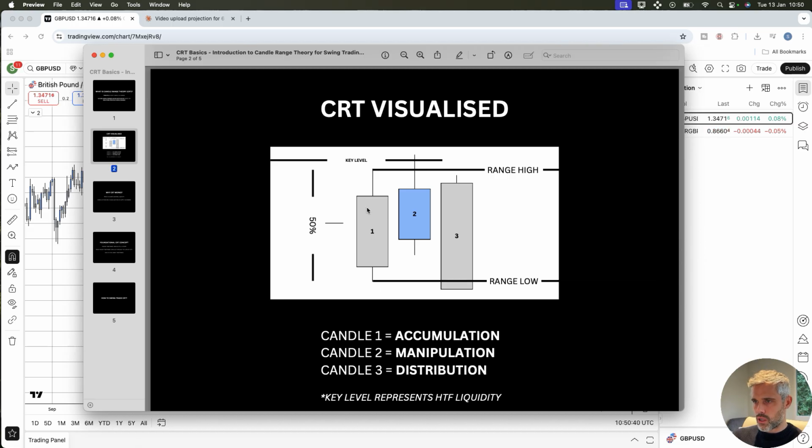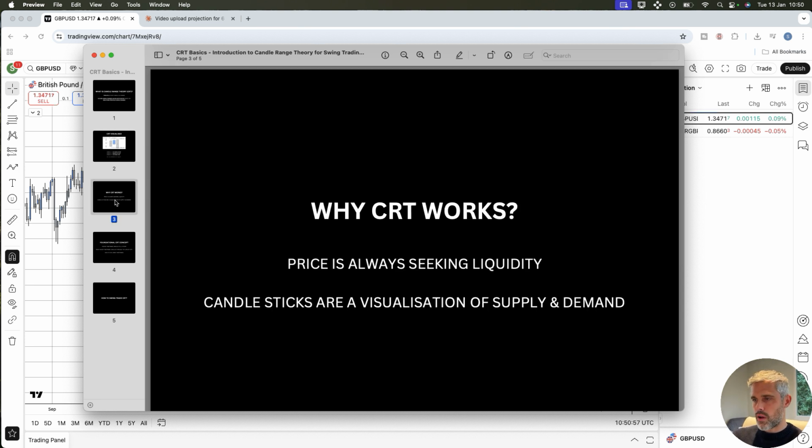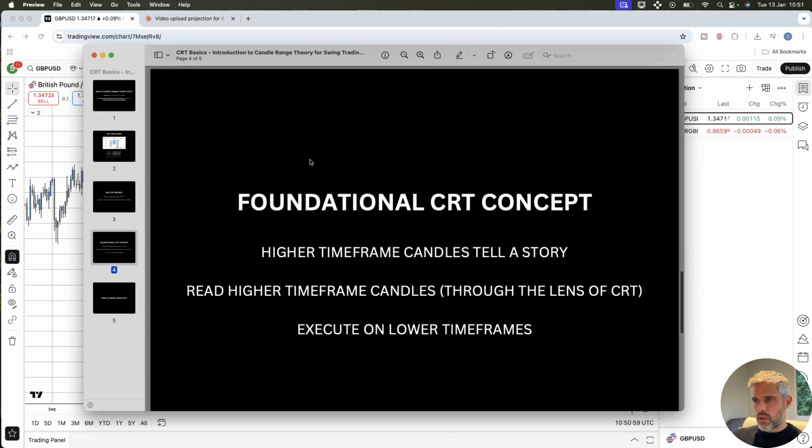So very core foundational concepts right now, but what we need to just understand is you have an accumulation candle, candle 1. If you get this type of candle as a second candle, we're going to call this a manipulation candle, and then we're looking at distribution. And this is where orders are distributed back down to candle 1's low. So we've covered why it works from a foundational CRT concept.